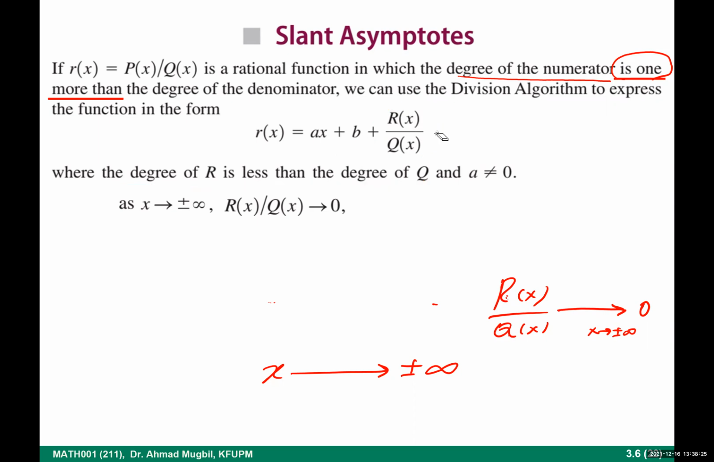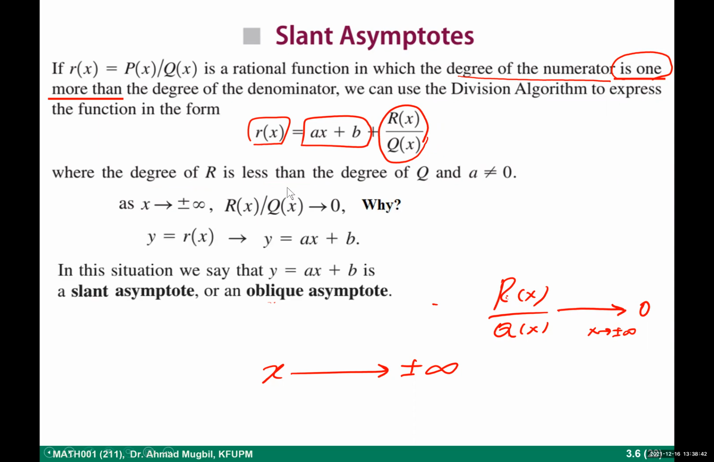But here, of course, at infinity, the effect of this term is eliminated. So at infinity, the function will be similar to this. They will behave like each other at infinity. And this line, y equals x plus a, we will call it a slant asymptote, or sometimes an oblique asymptote.